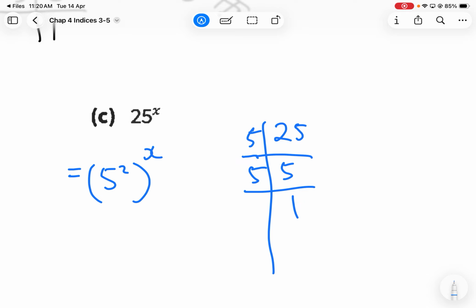So 5 square is being x to the power of x. So after that I need to multiply the powers together. That's why 25x can be written as 5 to the power of 2x. They are the same number, just that I write them in different base. This is also index notation, but this one is index notation with prime number as the base.